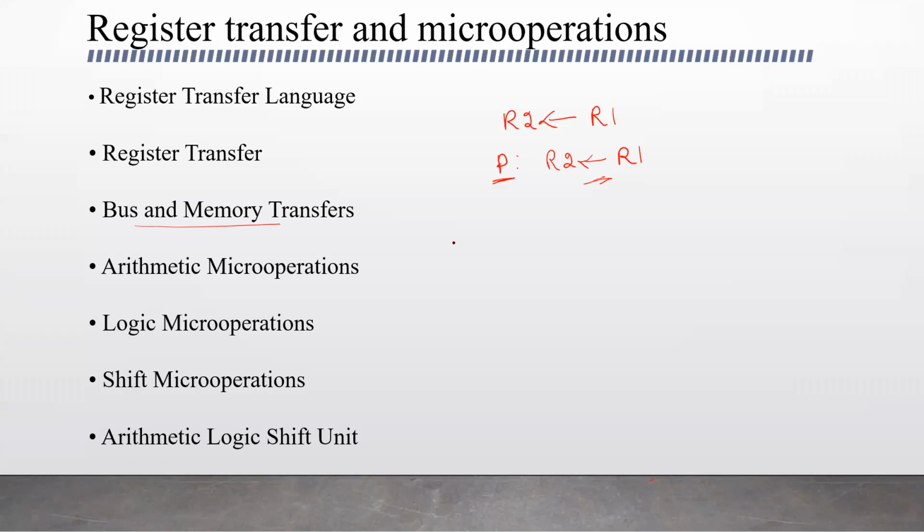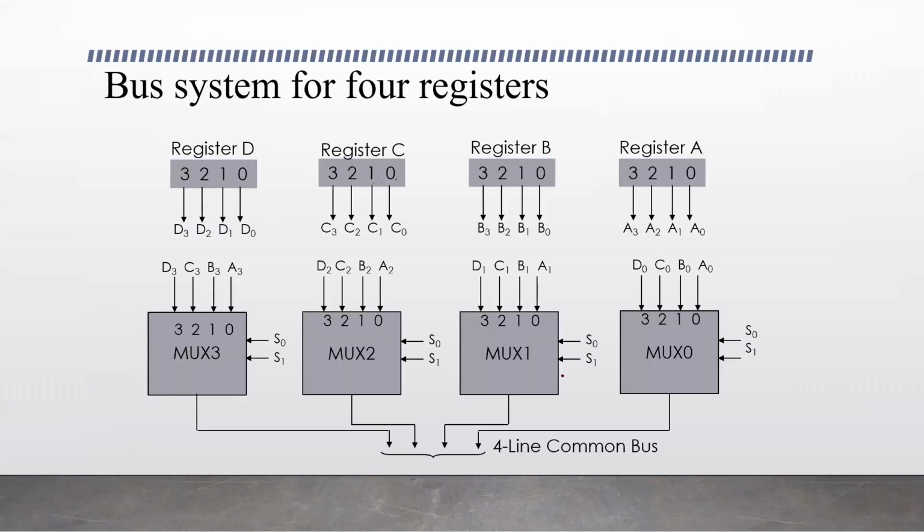The construction of the bus system is done with multiplexers, correct? A multiplexer is a combinational circuit that receives information from many inputs and directs it to a single output. The number of multiplexers used depends on the number of bits in the register. Here we have seen the construction of the common bus system using these multiplexers. There are 4 registers, each with 4 bits. All these 4 bits of each register are connected to the multiplexer. These bits are the input to the multiplexer.